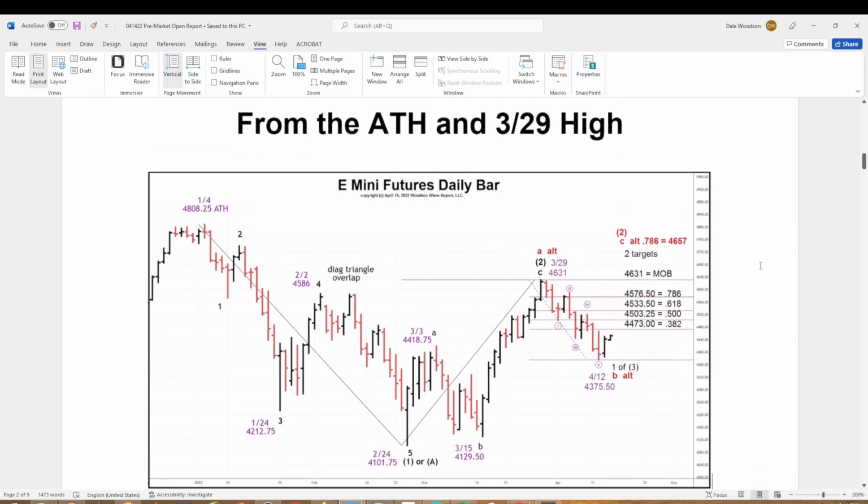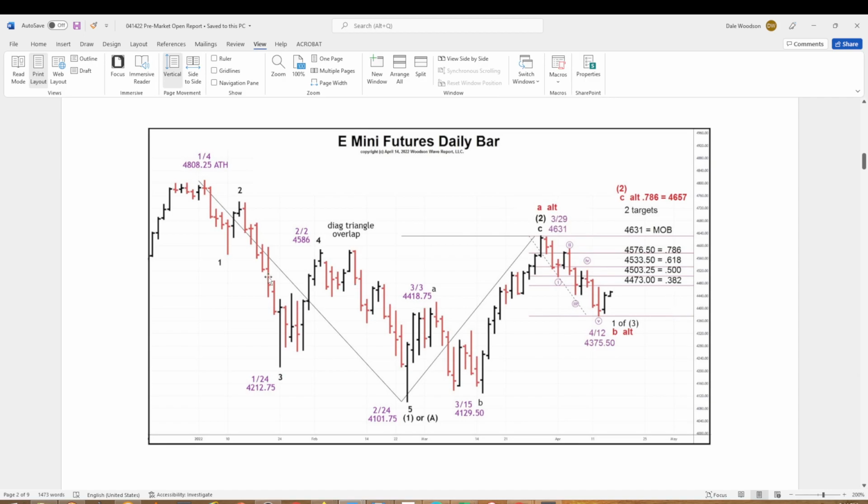But you can see here we wanted to give everyone a big picture of what's going on. This is the EMini Futures, a daily bar. You can see 1 or A down there. 2 or B up there, again on the 329 turn date, and you can see a little more clearly the numbers with circles in it: 1 down, 2 up, 3 down, 4 up, 5 down for one of the larger 3.